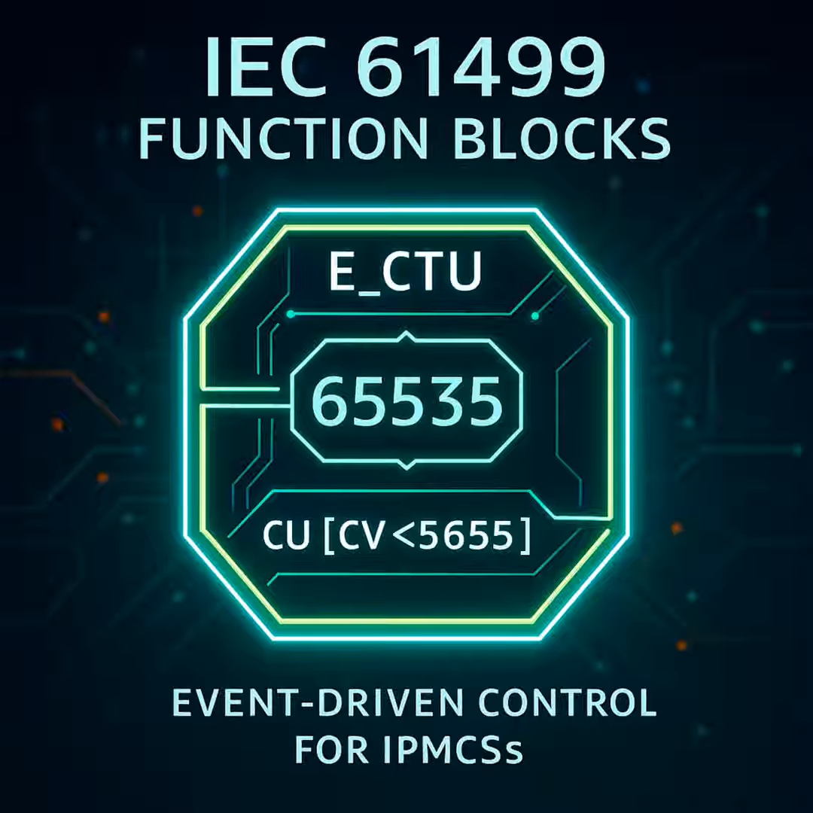Catastrophic. So the guard CV < 65535 means? It means the ECC only allows the CU algorithm to run if the current count is less than the maximum possible value. If CV is already at 65535, the guard condition is false. So it just stops counting. It stops incrementing. It effectively hits the brakes right before it would breach that fundamental data type limit. The ECTU will sit at 65535, ignoring further CU events, until an R event comes along to reset it.